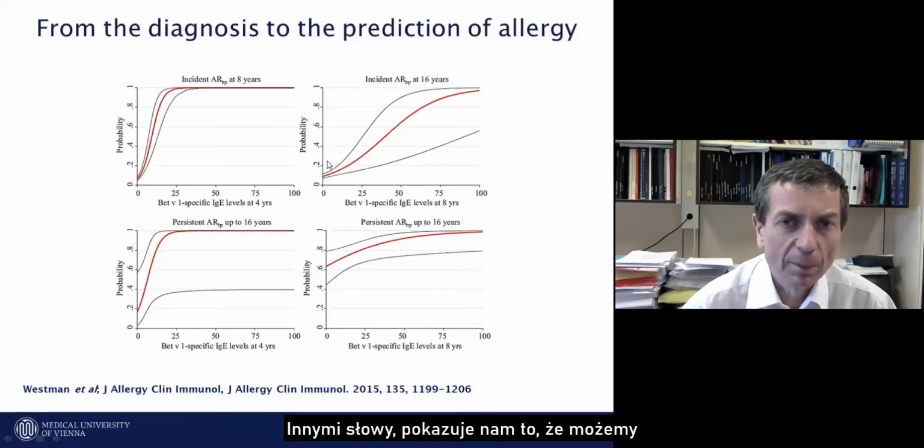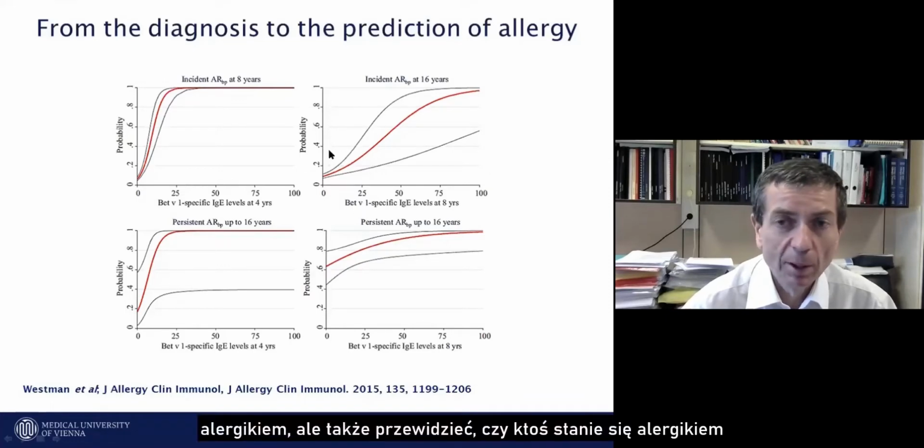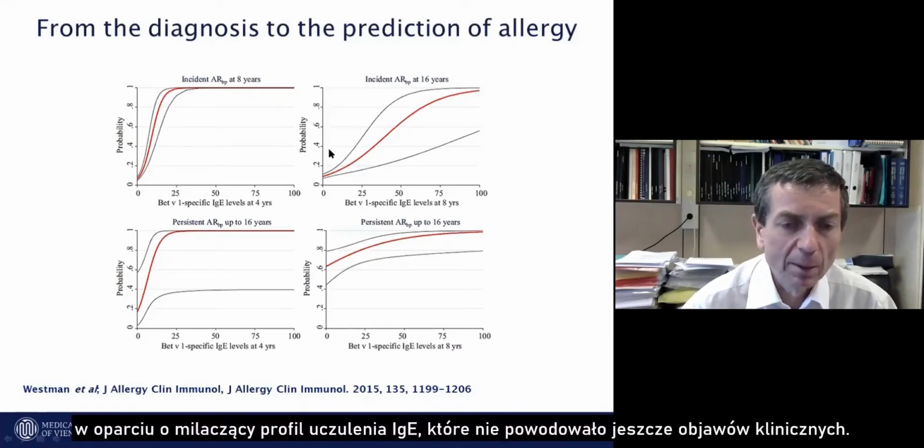So in other words, it shows us that we can use chip-based diagnosis not only for telling somebody that he or she is allergic, but also to predict if somebody will become allergic based on silent IgE sensitization profiles that do not yet have clinical symptoms.